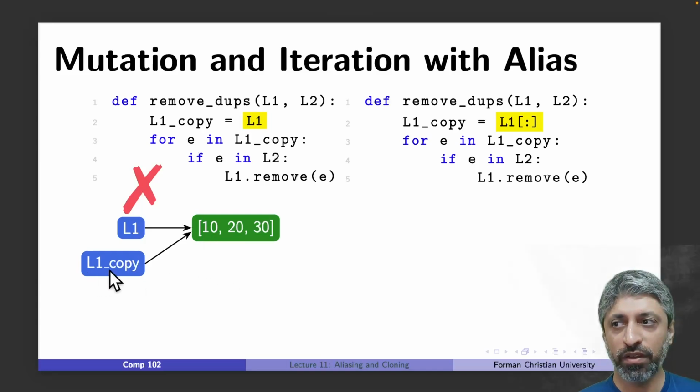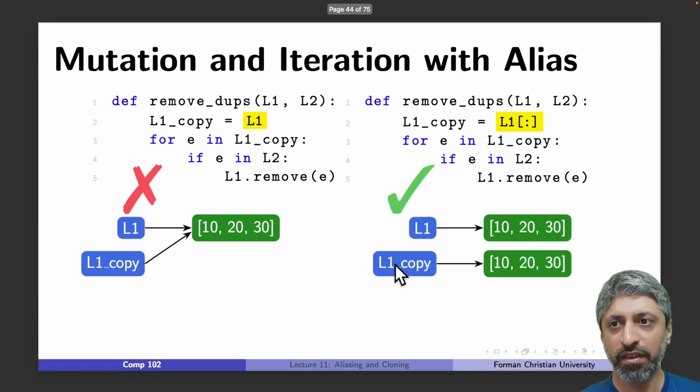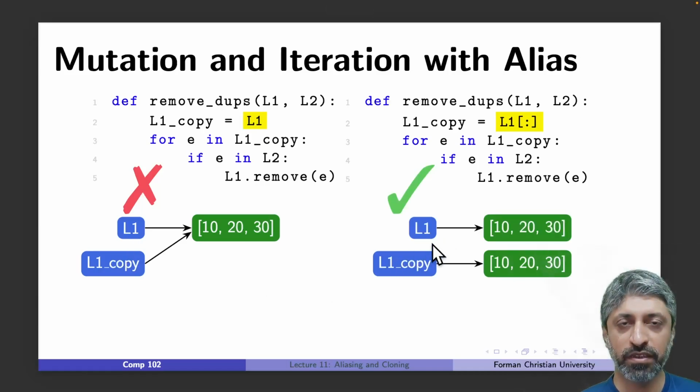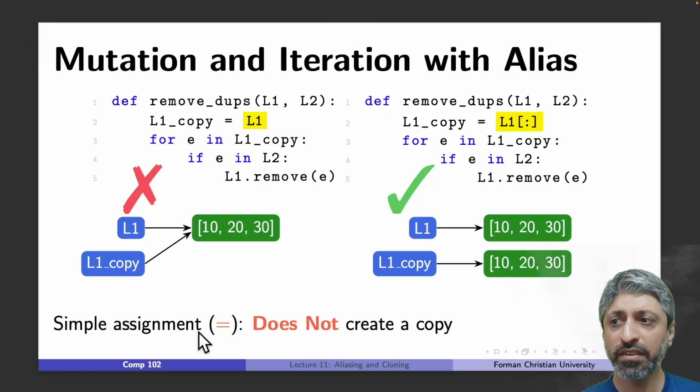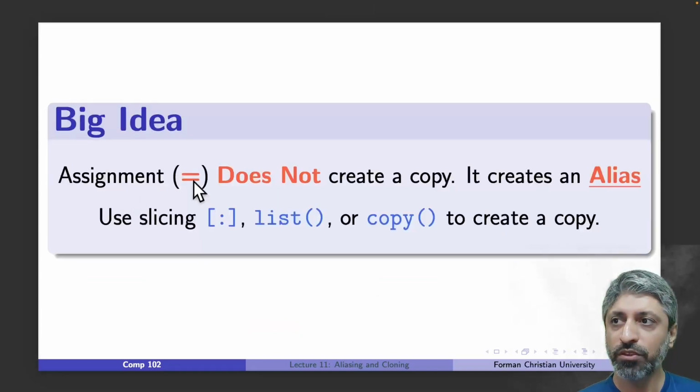L1 copy is an alias of this list. So these two are both aliases. We can call them aliases. L1 and L1 copy are aliases. But in this case, these are not aliases. They are different objects under the hood. So that's why they're working. Assignment does not create a copy. So yeah, assignment does not create a copy. It just creates an alias.